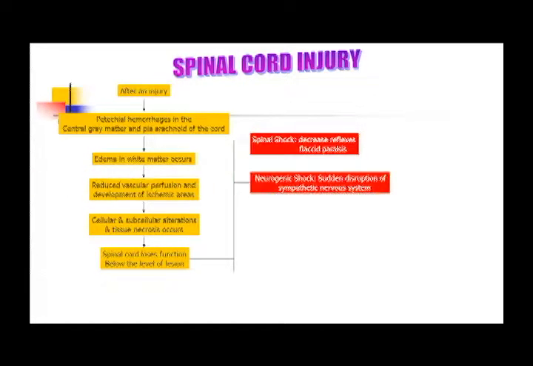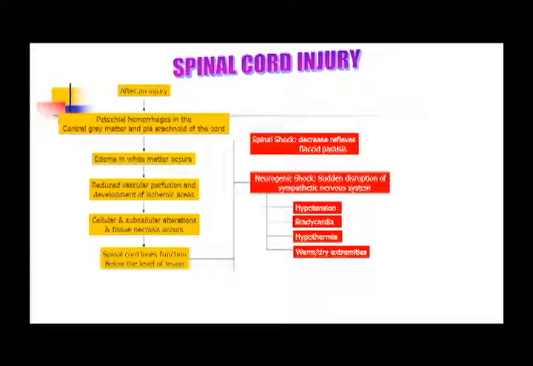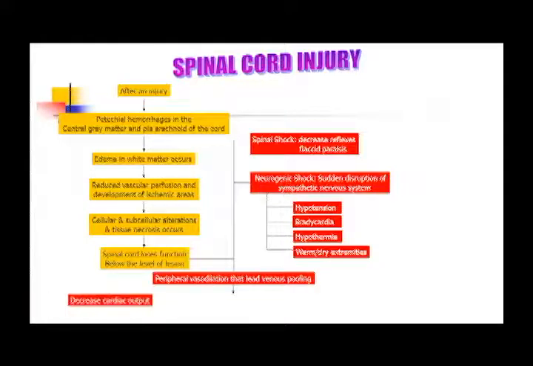It can also lead to neurogenic shock or sudden disruption of the sympathetic nervous system, which can lead to the following clinical manifestations. Hypotension. We also have here bradycardia, hypothermia, and we have warm and dry extremities. This may also lead to peripheral vasodilation that will lead to venous pooling. Nagkakaroon ng accumulation of blood into certain areas, and because of that, this could lead to decreased cardiac output kasi konti lang ang nakakaakyat back to the heart.